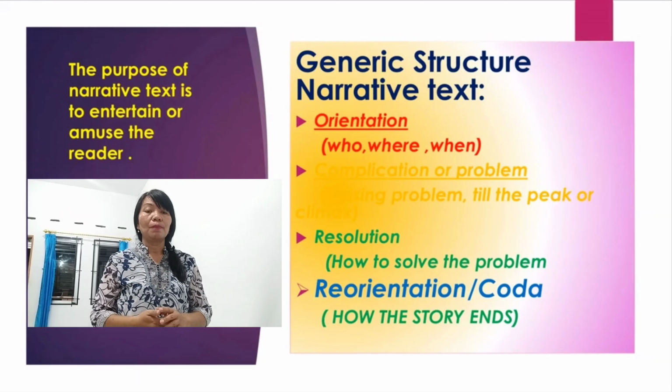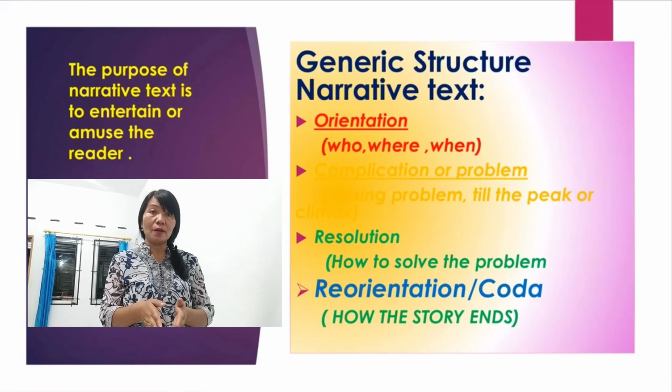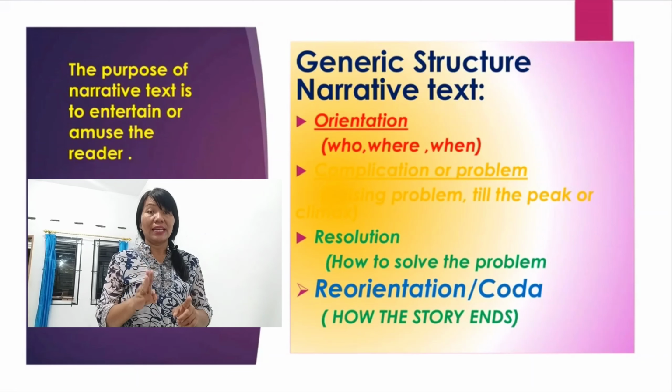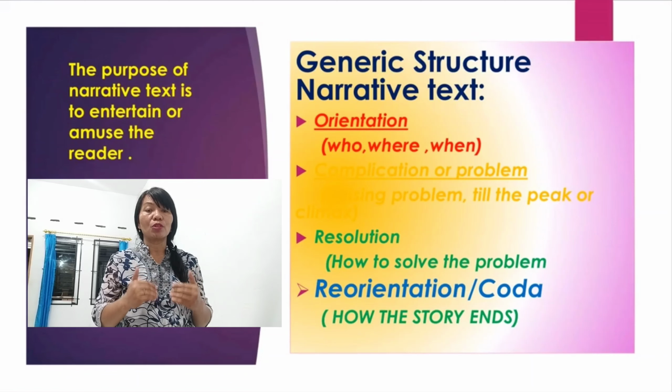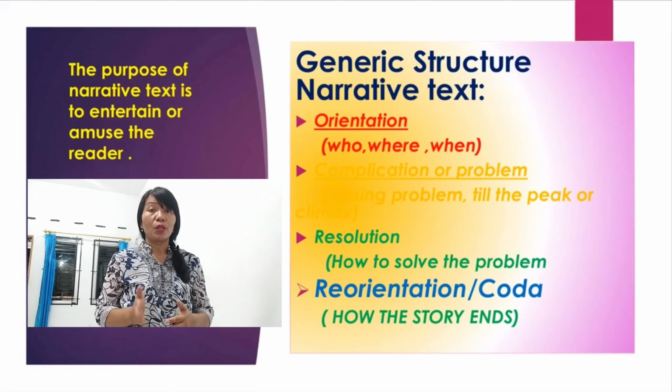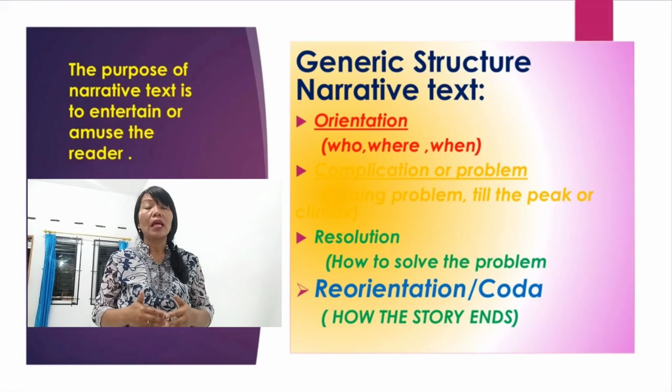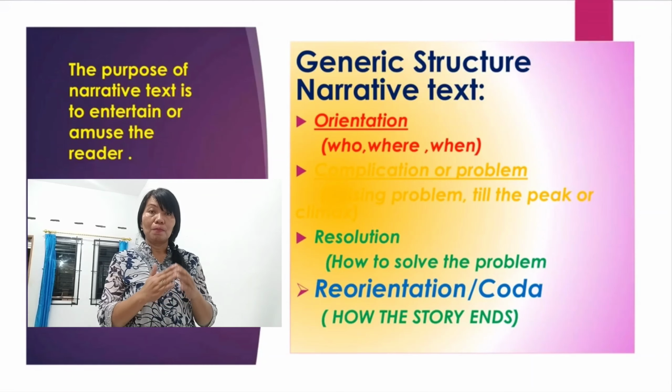The second is complication or problem. The complication or problem starts from the rising problem until the peak, the climax of the problem. The third is resolution. Resolution is how to solve the problem to end the story. And the last is the coda. The coda, sometimes we can say, is how the story ends, whether it is a sad or happy ending, with a moral lesson message.